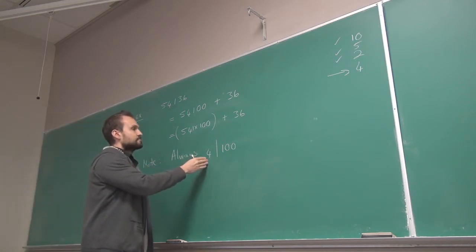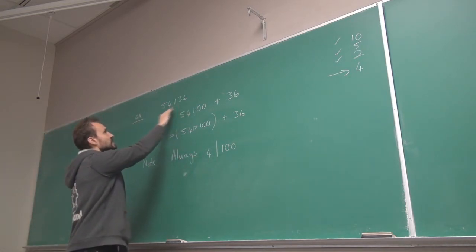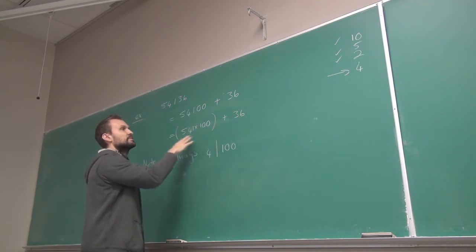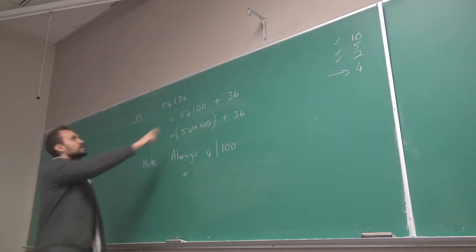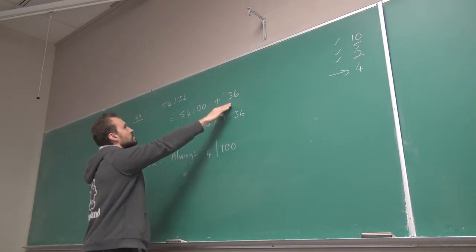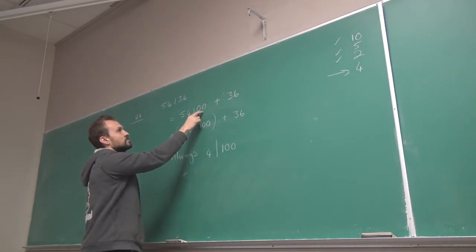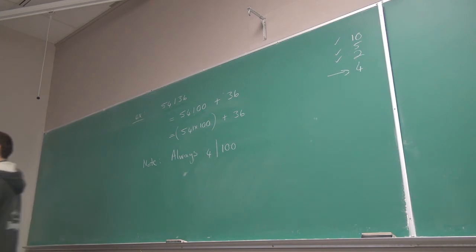in question. And regardless of the number, I can always break it up in some way like this with 100 there, by separating these two digits and then the rest here. So I'll always have 100 inside the number somewhere. And 4 is perfectly happy with 100, in that it's always going to divide into 100. 4 times 25 is 100.